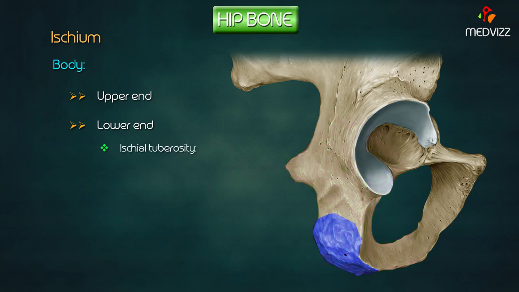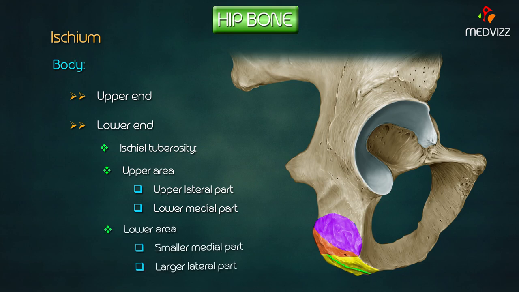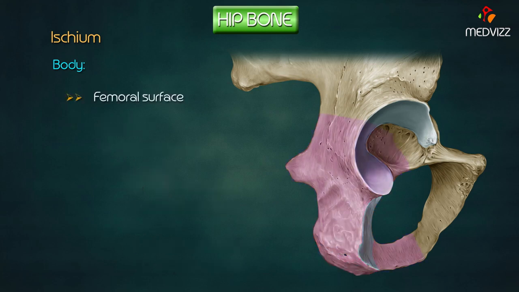Ischial tuberosity is situated in the lower end. It is divided into upper quadrilateral and a lower triangular area. Upper area is divided into upper lateral part and lower medial part. Lower area is divided into smaller medial part and larger lateral part. There is a groove above the ischial tuberosity which lodges the tendons of the obturator internus and gemelli. Femoral surface faces downwards, forwards, and laterally. It lies between the lateral and anterior borders.